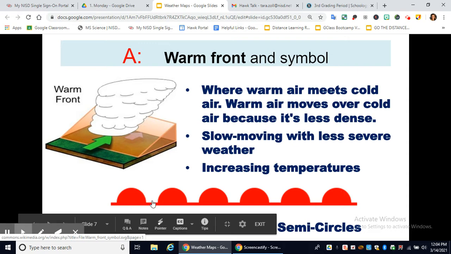And I remember this because they are half circles, or semicircles, and they kind of remind me of the sun. So sun brings warm weather, increasing temperatures, not so severe. And warm fronts are going to move in the direction of these semicircles, so whatever way they're pointing in.